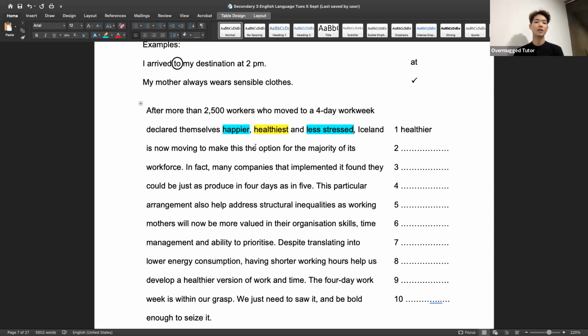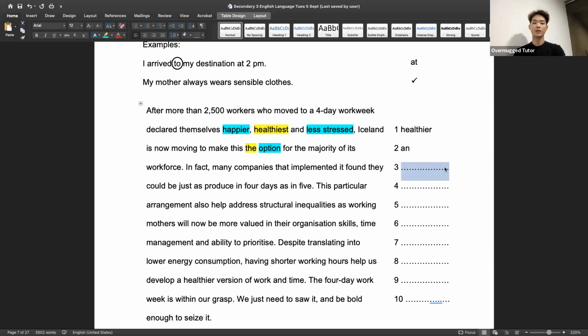Iceland is now moving to make this an option because it's not a specific thing. It's just one of the many options that they have. So it's not specific, plus the word after that starts with an O. Therefore, the answer is N. Next, for the majority of its workforce, in fact, many companies that implemented it found they. Okay, so it is a tick.